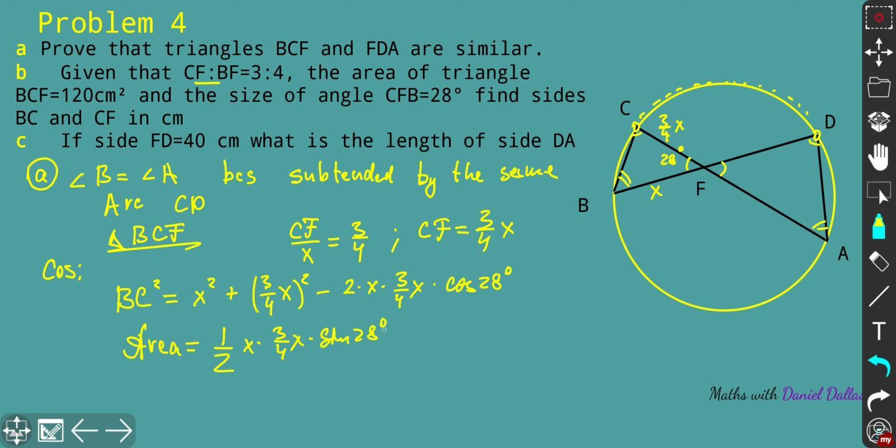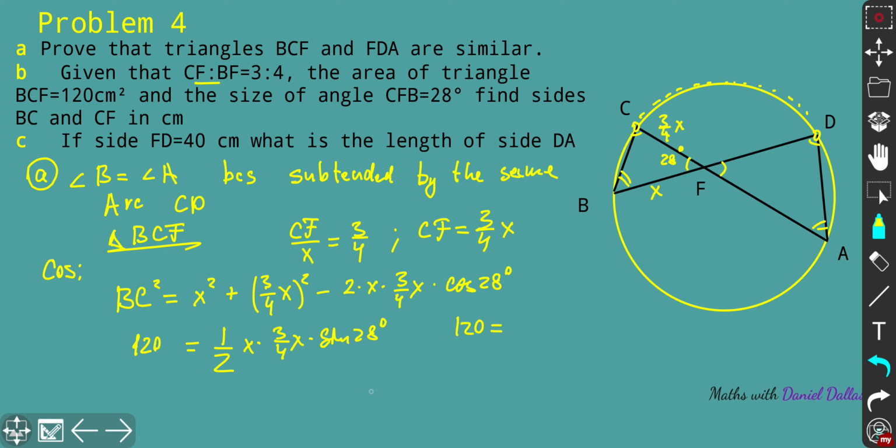All right, so instead of using height, we can do that. In the previous video, you already saw that. And because the area is 120, we can simply say this is 120 centimeters squared. We can put 120 and we can figure out x. Let's do that. Let's simplify.